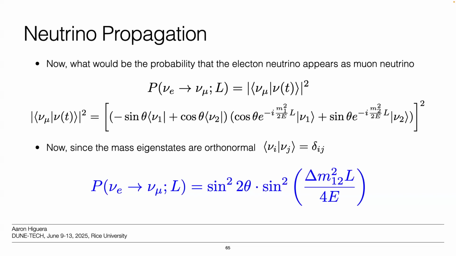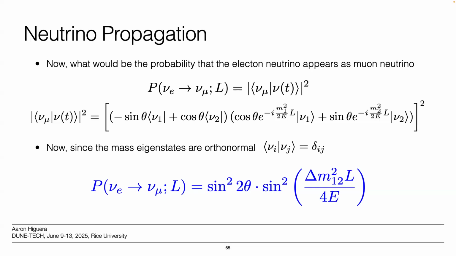It's just simple algebra. Another assumption we have to make is that the mass eigenstates are orthonormal, which means that if they are the same, there's a delta: this is 1, and if they are different, it's going to be 0. That means that the masses are independent of each other, so there is no combination between the masses. When you do all the algebra and use this, you come out with a formula that looks like this.